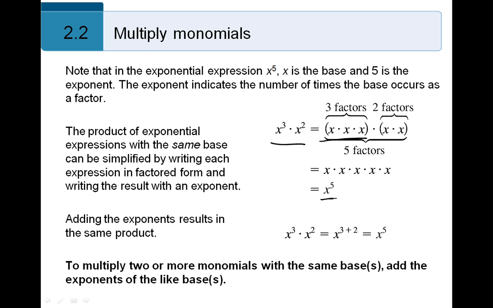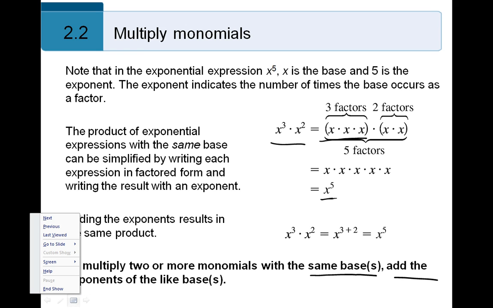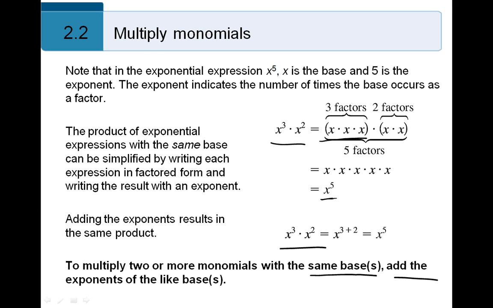So this takes us to our first rule for exponents. If we multiply 2 or more monomials with the same bases, we're going to add the exponents of the like bases. X to the 3rd times x squared is equal to x to the 5th.